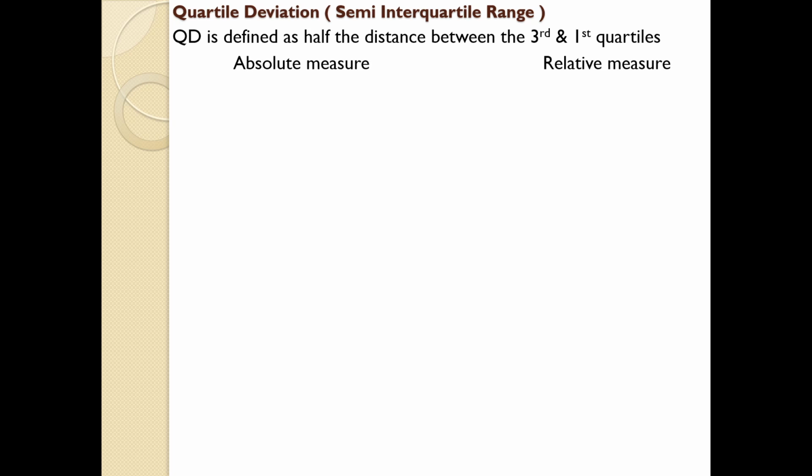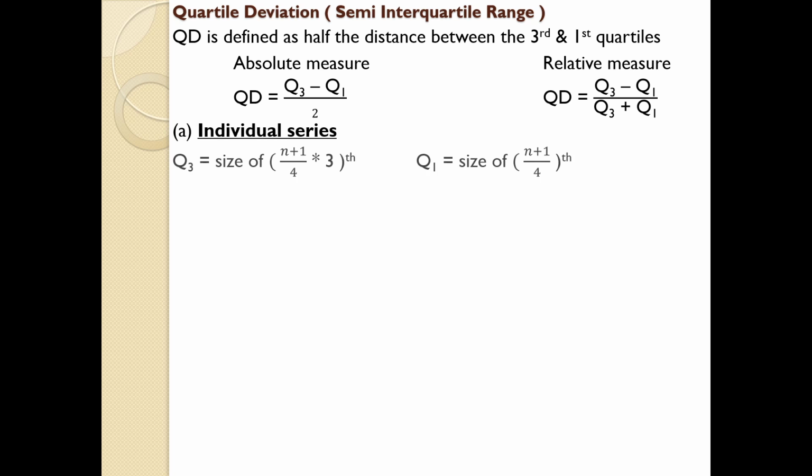And the equation for measuring the quartile deviation includes two measures: absolute measure as well as relative measure. The absolute measure equation is (q3 minus q1) divided by 2, and the relative measure is (q3 minus q1) divided by (q3 plus q1). And what is meant by q3 and q1? q1 means the first quartile and q3 means the third quartile. And there is an equation for finding the first quartile and third quartile. Let's discuss the equation.